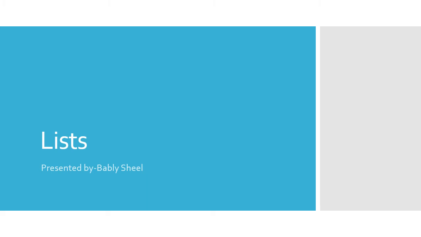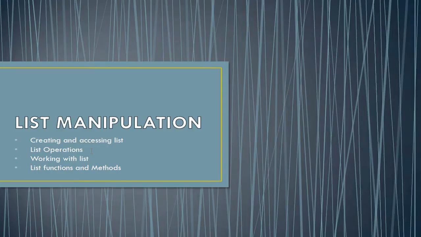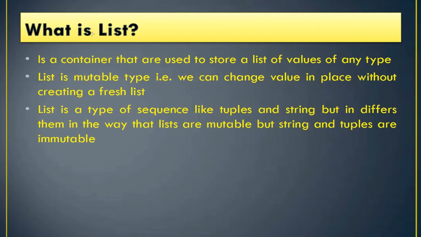My dear student, today we learn a new topic, that is list. Okay, so let us see. In list manipulation, this is your new chapter. Under list manipulation we will cover four topics. First one is creating and accessing list, second is list operation, third one is working with list, and fourth is list functions and methods.